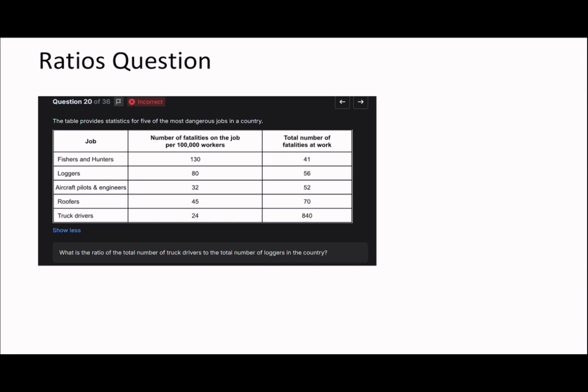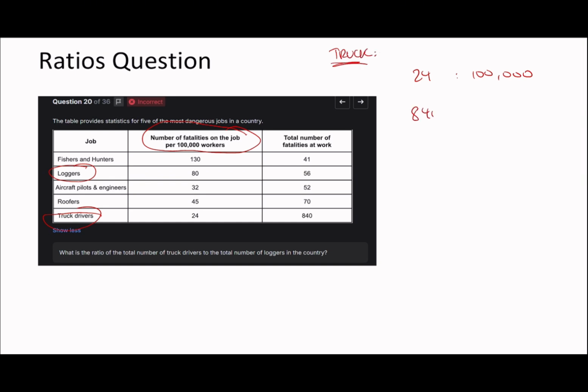So all this is basically ratios in disguise. It says number of fatalities on the job per 100,000. If you think about it, we're looking at truck drivers and loggers. I'll explain it slowly first of all. It says there's 24 fatalities per 100,000. "Per" is another indication that this is a ratio question. So there's 24 fatalities per, and this is for the truck drivers.